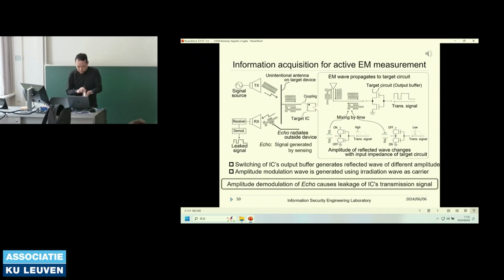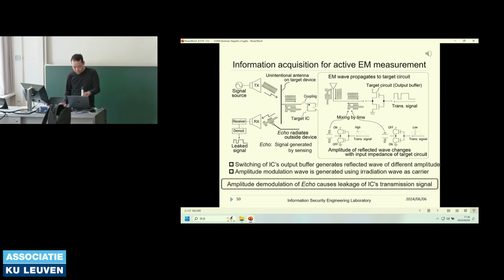In the acquisition of information through active electromagnetic wave irradiation, the attacker propagates electromagnetic waves they have emitted through unintended antennas of a device to the target IC. The propagated electromagnetic waves reach the IC's output buffer, and depending on the state of the output buffer, different circuits operate, generating echoes with different amplitudes. Afterwards, these echoes are temporally synthesized and radiated outside the device, following the reverse path of the propagated electromagnetic waves.